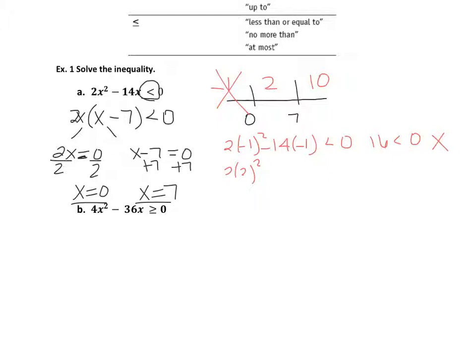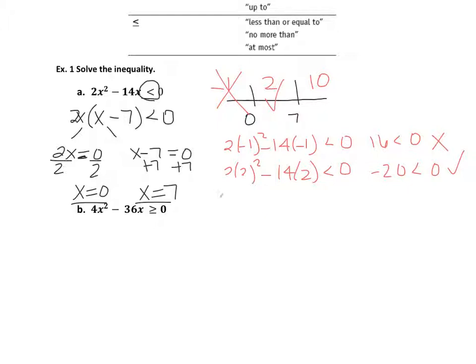2 times 2 squared minus 14 times 2 is less than 0. So when you plug that in, we get negative 20 is less than 0. Is that a true or false statement? That's going to be a true statement. So I'm going to come over here and put a check mark. That is going to be part of our answer.